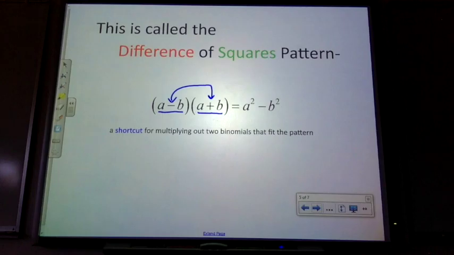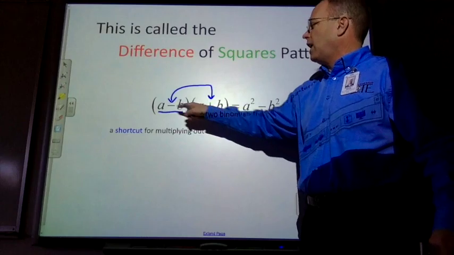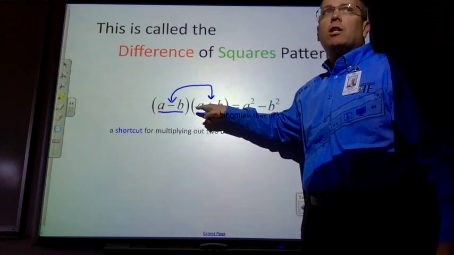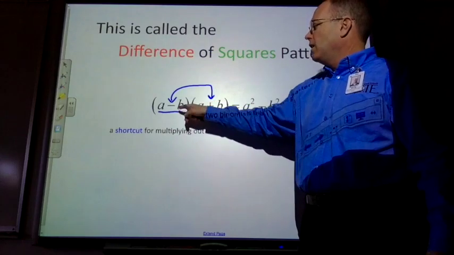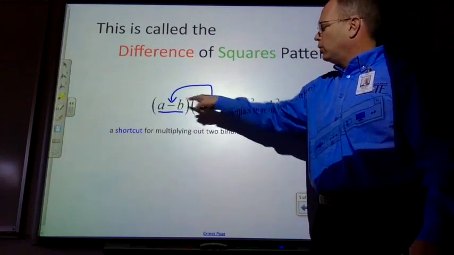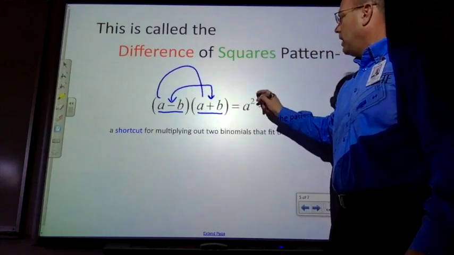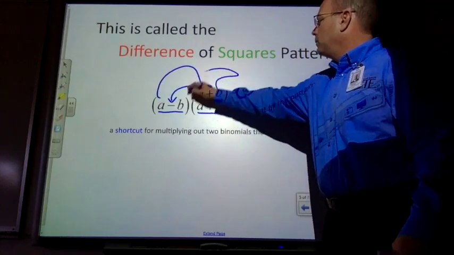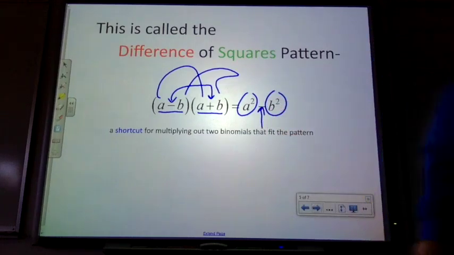no matter what, if A and B are the same in the first spot, this could be 7x, 7x, 30x, 30x, 50x squared, 50x squared, 2000xy, 2000xy. Your B's also are the same. You're separated by that. If you notice that, you're just going to say, A times A is A squared. B times B is B squared. Separated by a subtraction sign each and every time.